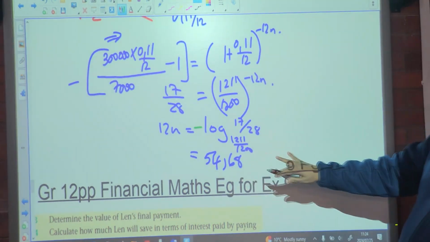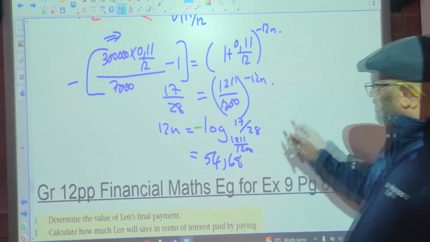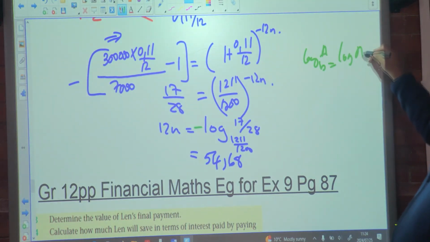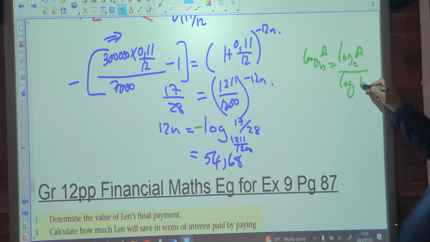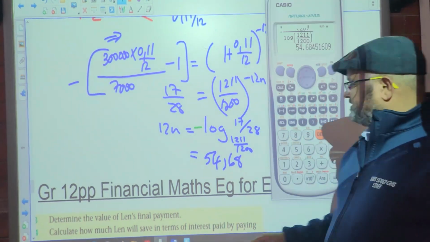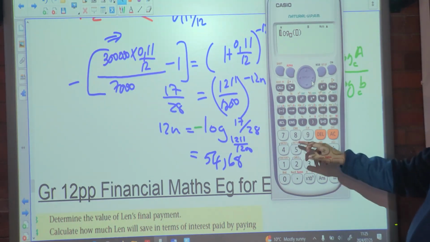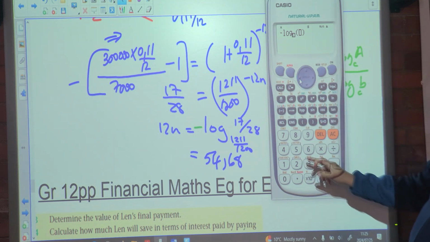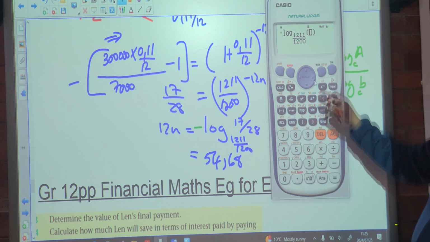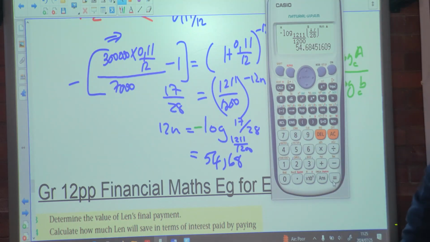54.68. Okay. But before we go further into this, I could have used that log rule which says log A base B can be written as log A base C over log B base C. That's what I just did there, no? Otherwise, I could have put it in using this log button, which you guys are more familiar with. So it's negative log base 1 to 1 over 1,200. The number is 17 over 28. Give me the same answer.